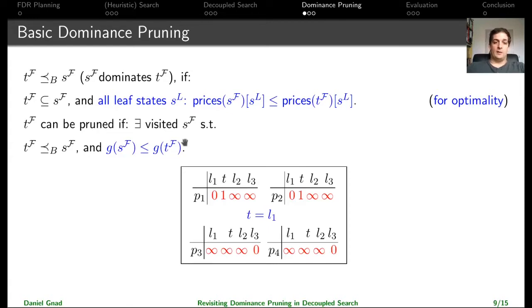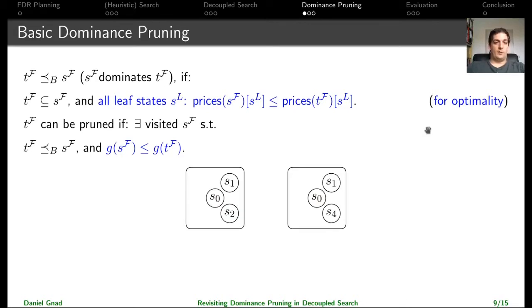To make an example, again with this decoupled state here, the important thing is that dominance can be computed component-wise. So we never actually want to enumerate all explicit states contained in a decoupled state, because these can be exponentially many. And we want to do all operations based on the components. And we can do that here because all the prices of 2 decoupled states can be looked up in the pricing function, and we can, for each leaf, compare these prices. No need to enumerate all explicit states.